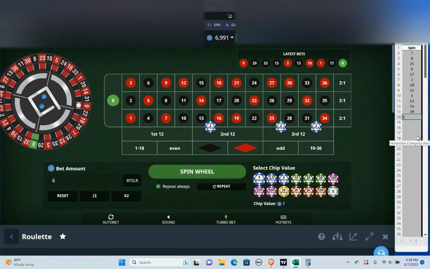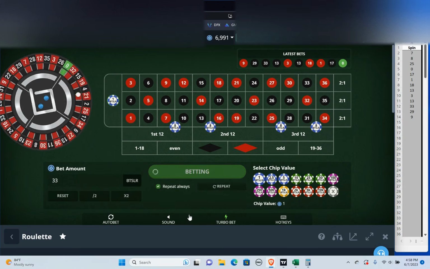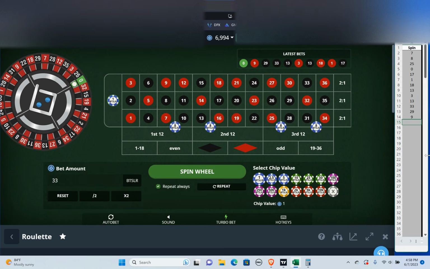Okay, missed again. If you miss on that one, you add the fourth double street. You double twice, so there's 8 units on all 4. Plus, you put 1 unit on 0. Spin. Okay, that time we hit 0.